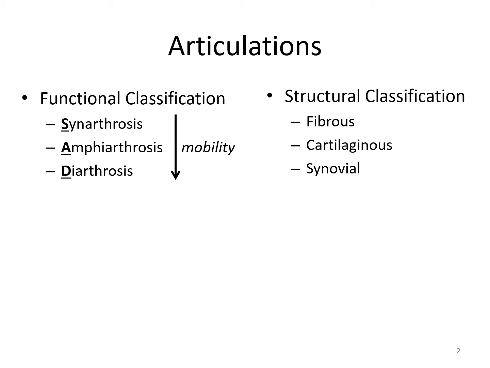I cannot emphasize enough how important it is for you to keep these two categories separate. Functional means how movable the joint is. I'm going to write this down here. Okay, so we're looking at Synarthroses, Amphiarthroses, and Diarthroses. The least movable of those categories is called Synarthrosis. The most movable in that category is called a Diarthrosis.